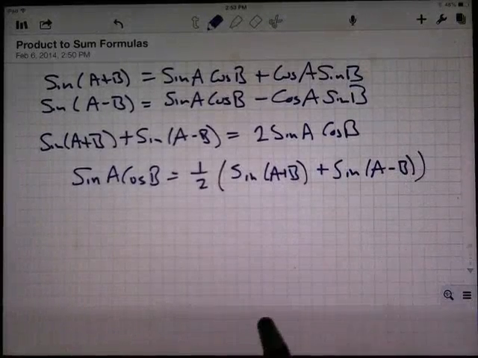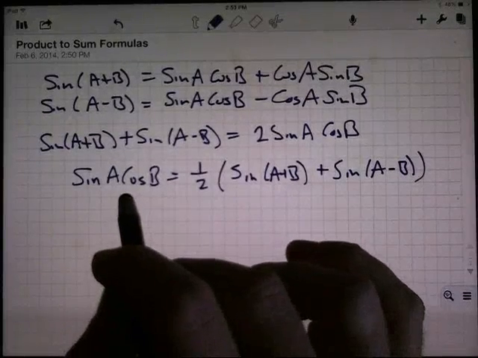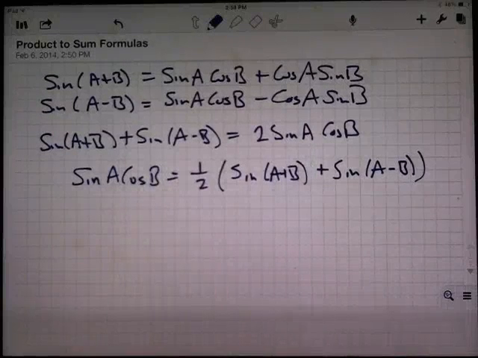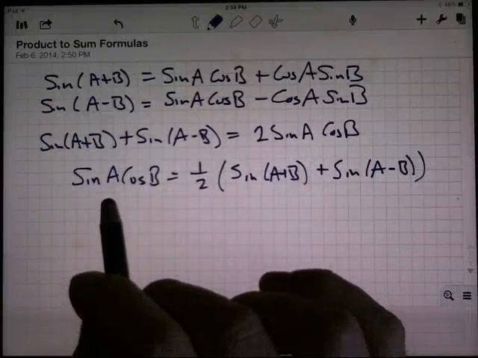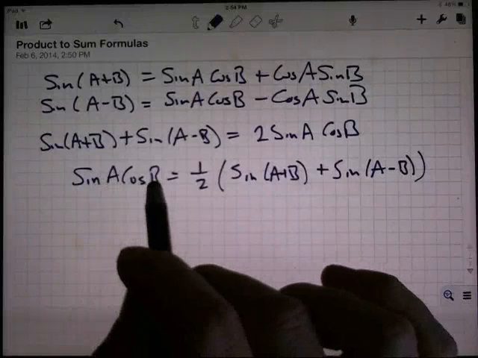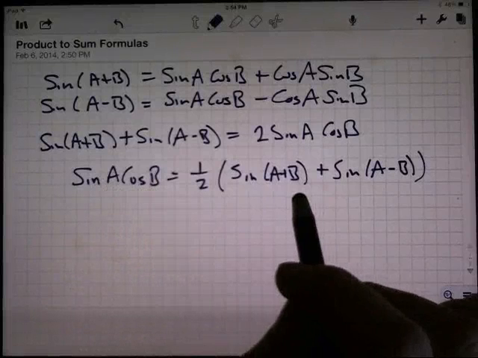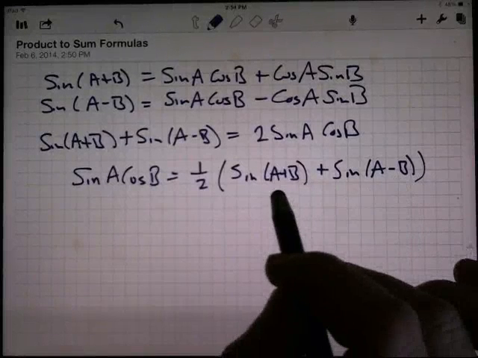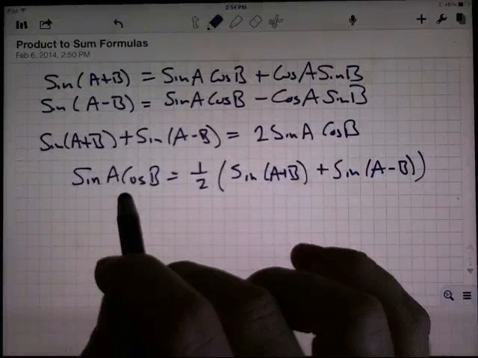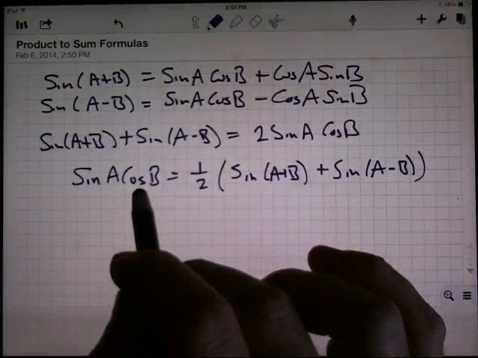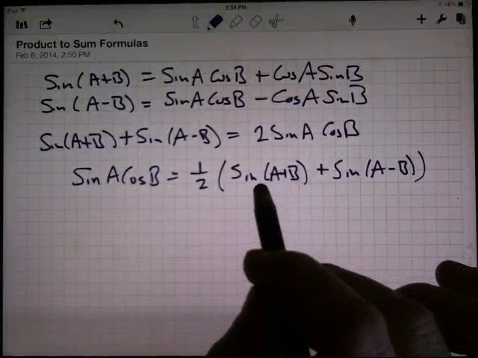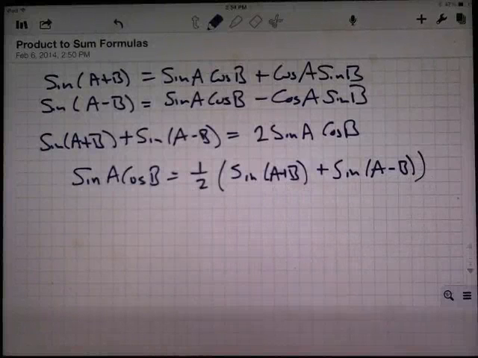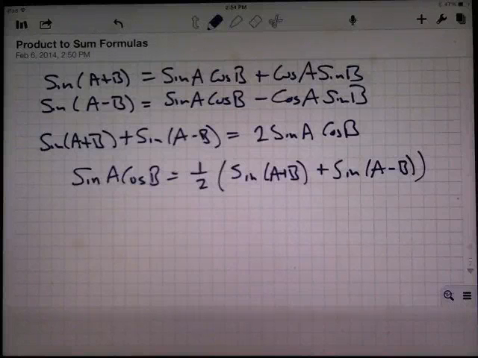Now this is called a product to sum formula because you start with a product and you end with a sum. You could say no, but you start with a sum and you end with a product. But okay, hang on a minute. On the product side, you have simple angles, a and b. On the sum side, you have more complicated angles, combinations of a and b. So you start with the simple side here, sine a cos b, and you get the more complicated angles here, sine a plus b plus sine a minus b, all times 1/2. That's the first product to sum formula.